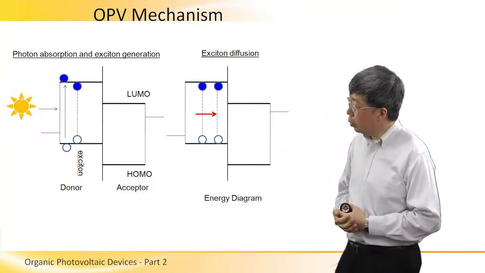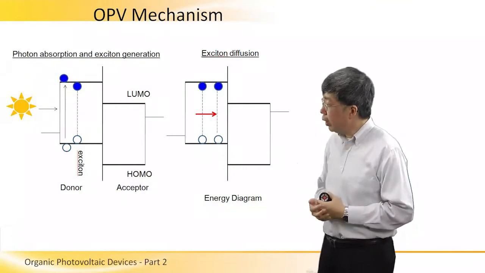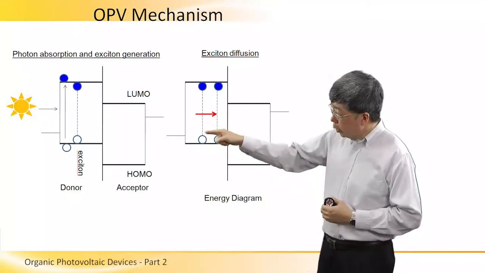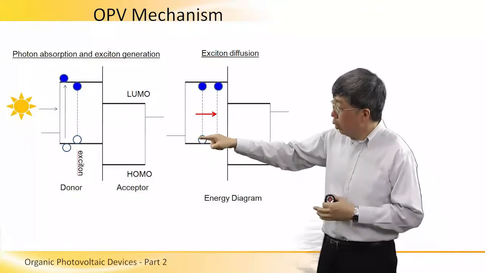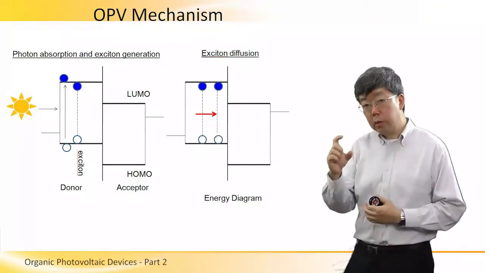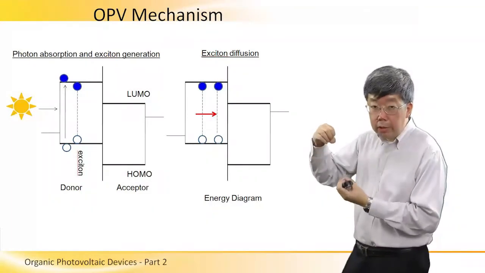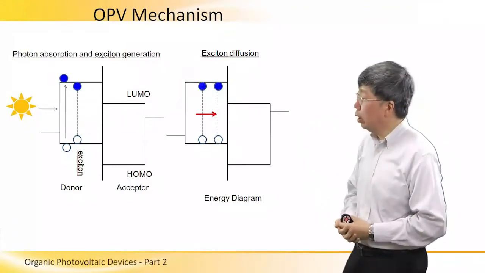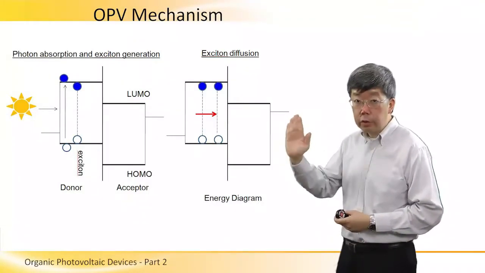After the photon absorption, it will immediately lead to the next event, and this is called exciton generation. On this diagram, you can see the electron has formed a so-called bound state with the hole, indicated by the dotted line, and this is called an exciton. This exciton is a neutral excited state. It's like a hydrogen atom. It consists of an electron and a hole.